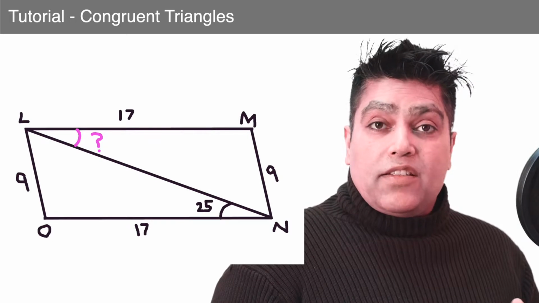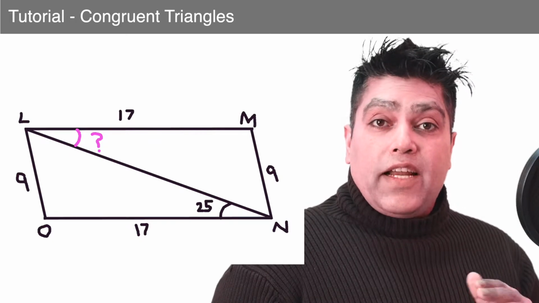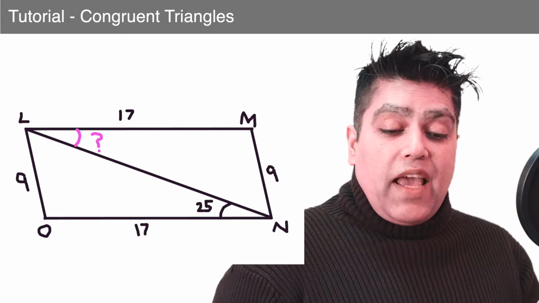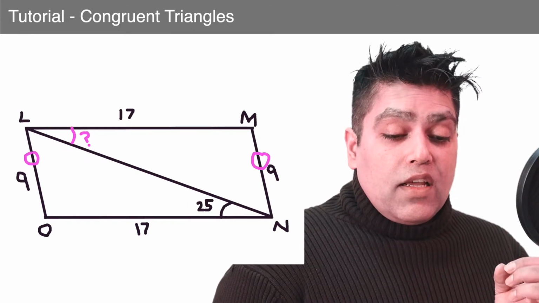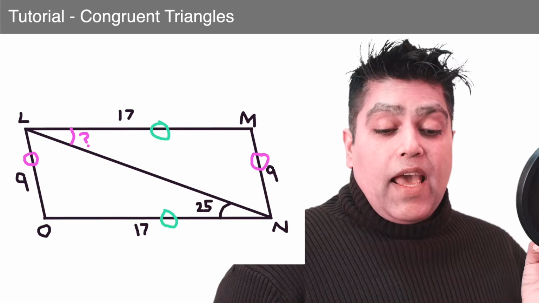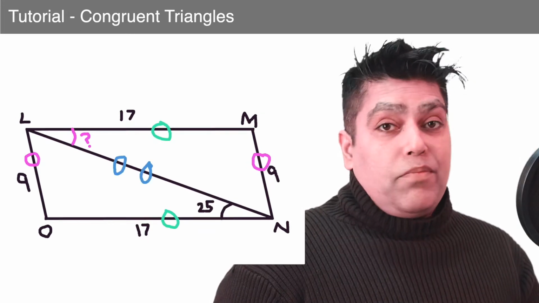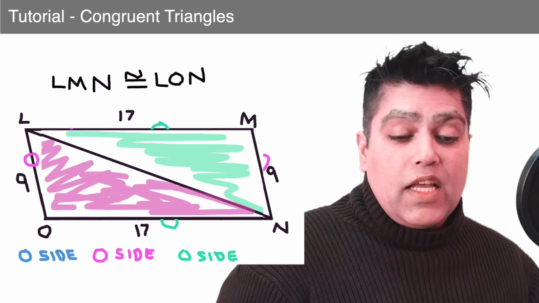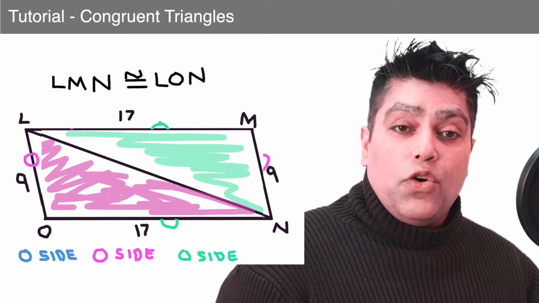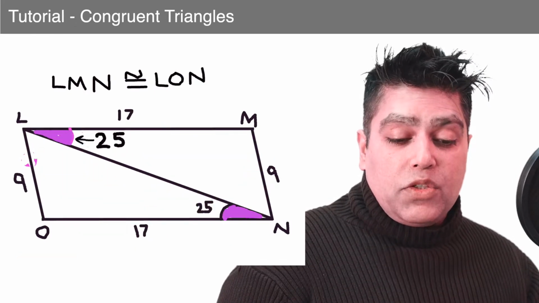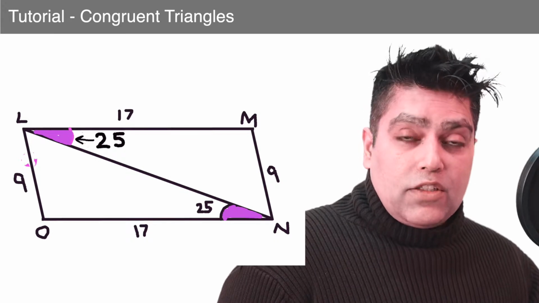So if any two triangles are congruent, then definitely their corresponding angles will be the same. In this case, you have LO is MN, which is 9. LM and ON are 17. And LN and LN are the same. So it's side, side, side. And hence, both triangles are congruent. And their corresponding parts show MLN is also 25 degrees, similar to LNO. So that solves the problem.